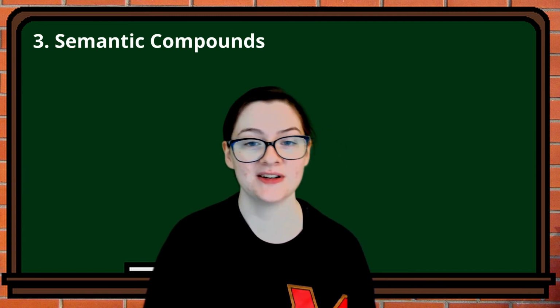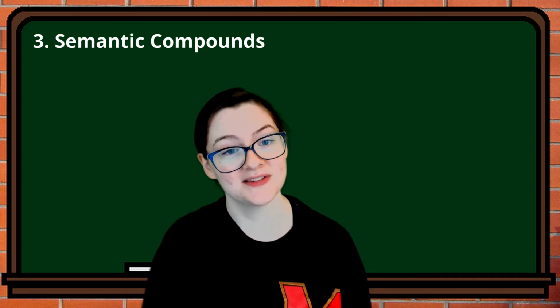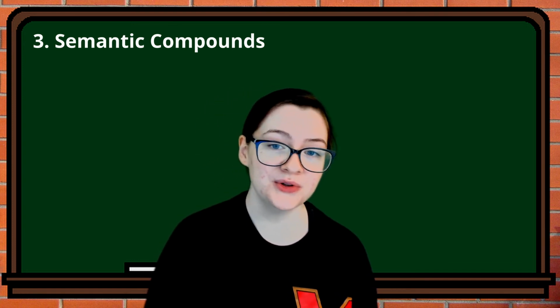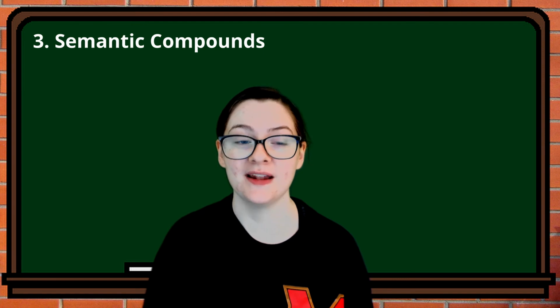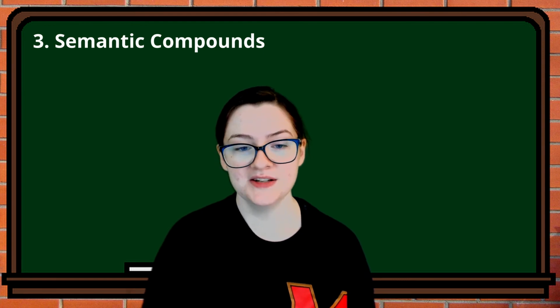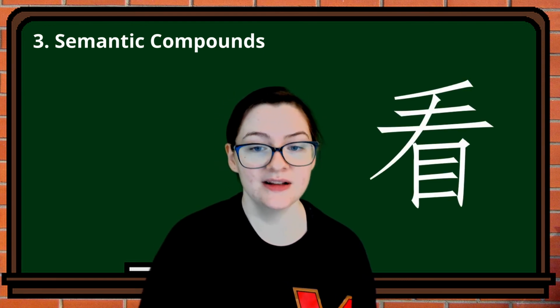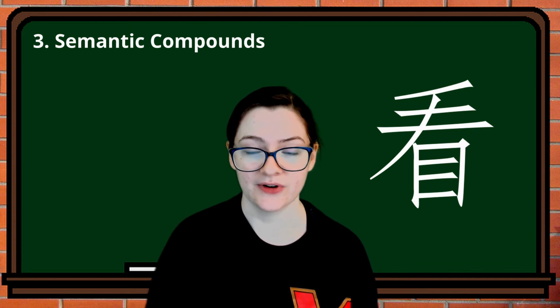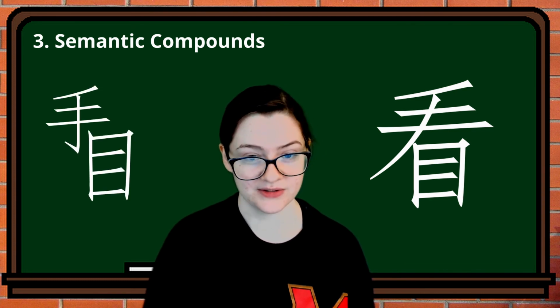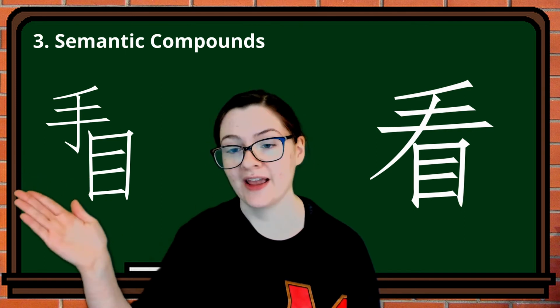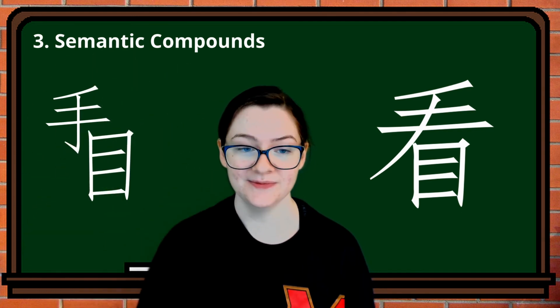After indicatives, the next type of character to form were semantic compounds. Semantic compounds are characters that are more complex ideographs than indicatives. They combine 2 or more characters using both meanings to create a new word. To create the verb to see, Chinese places the character for hand over the character for eye, to emulate someone putting their hand over their eye to see.